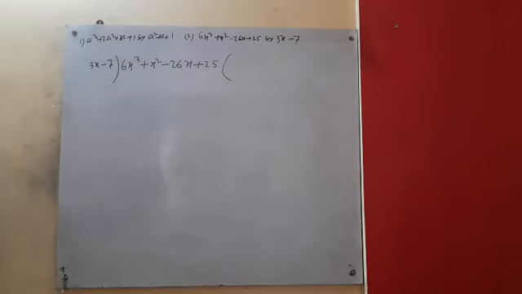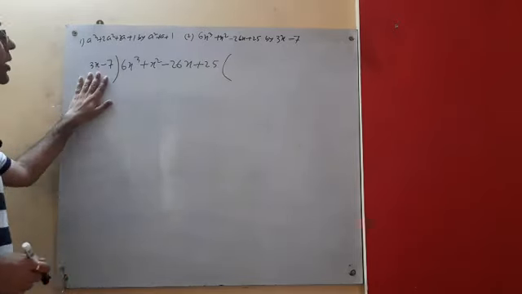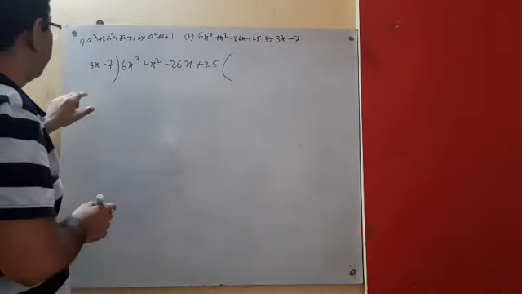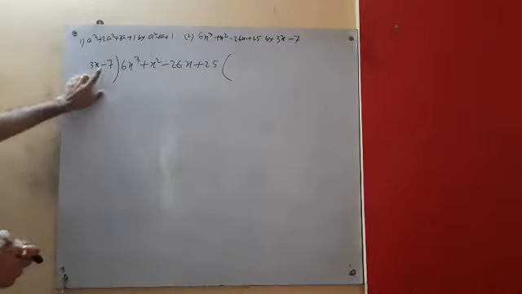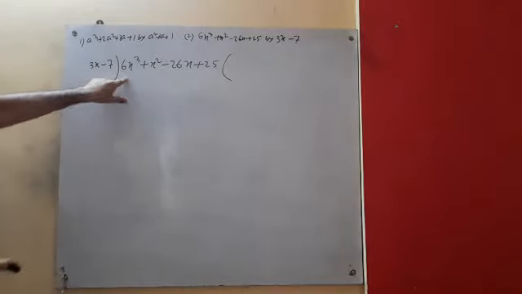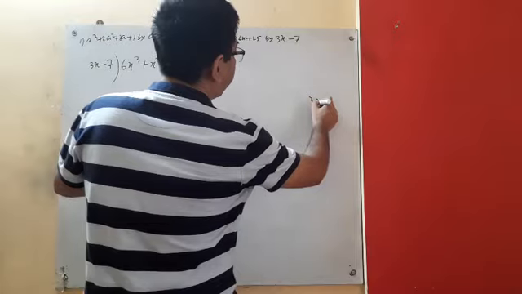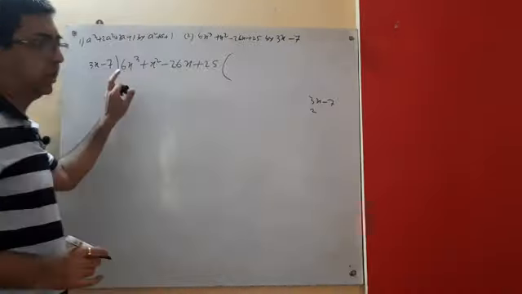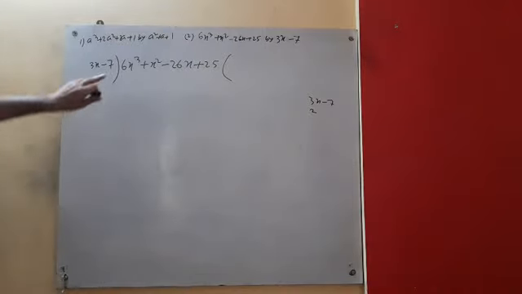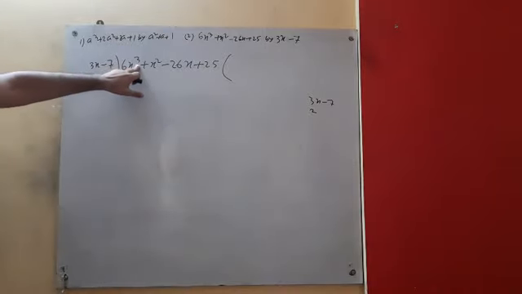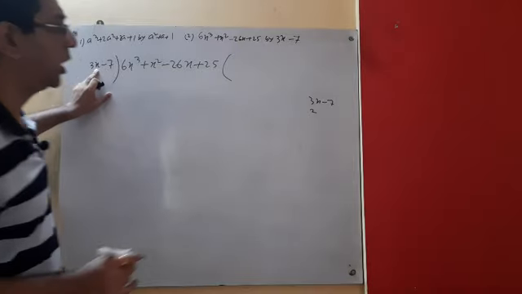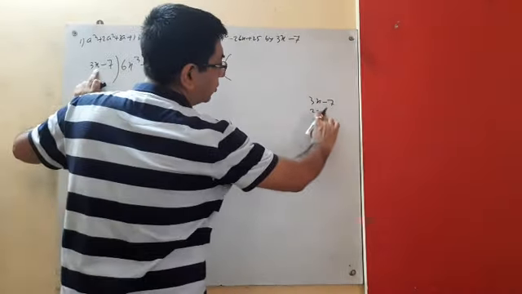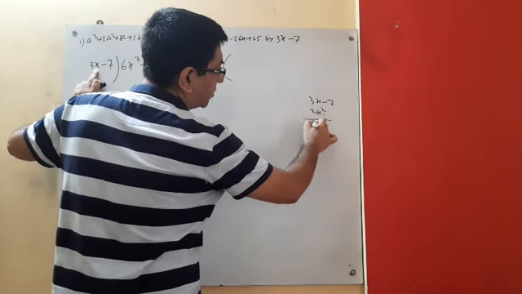Now we have to divide this expression by 3x minus 7. Same thing we'll do. Here 3x minus 7 is there, but we need 6x cube. So what will we do? 6 is there, so 2 will come here definitely, because 3 into 2 is 6. But we need x cube, and there is x. So what do we write here? x square.